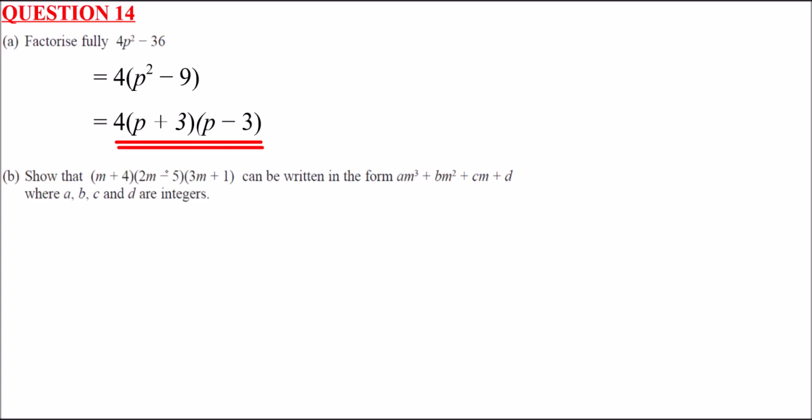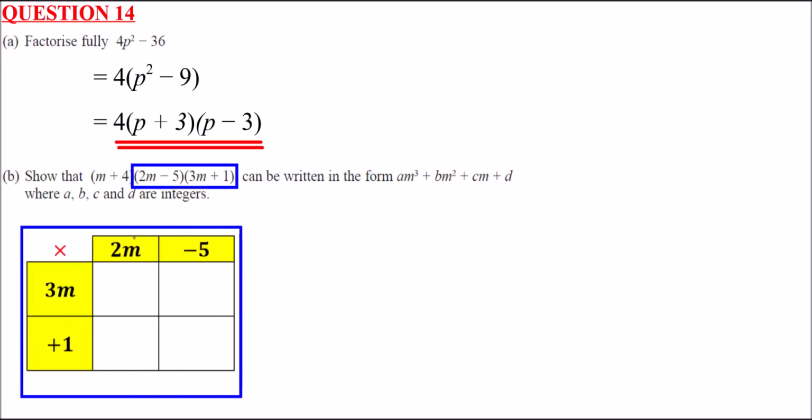My way of doing it is to just take the last 2 and multiply those out first. So let's expand out 2m minus 5, 3m plus 1. You could use a FOIL method if you prefer. My tendency is to use the box method like so, where we put one bracket along the top and the other bracket down the side. And what goes in these boxes is the result of what you multiply by the top when you multiply it by what's to the side.